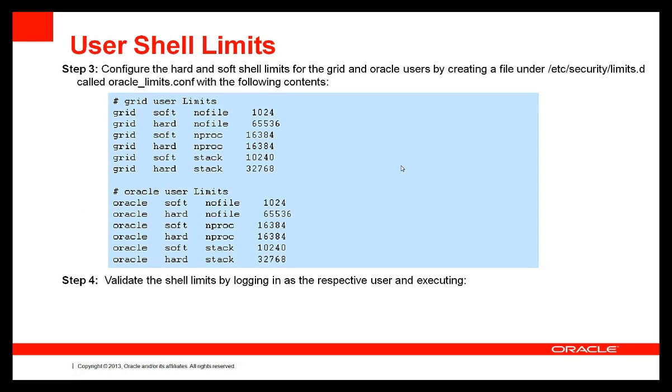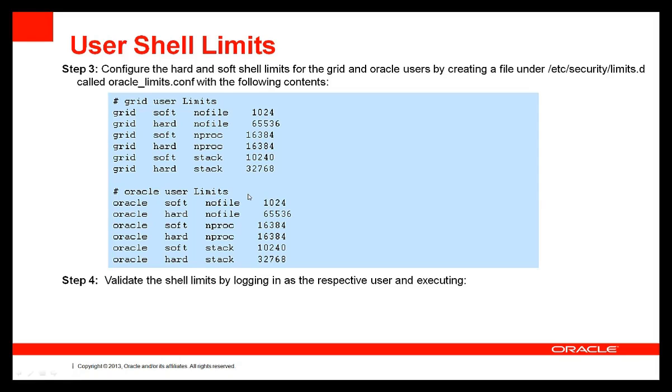And then we can finally configure our limits. The way that we're going to do this is to place a file under /etc/security/limits.d called oracle_limits.conf. We will place the hard and soft limits for the grid infrastructure user and the Oracle user within this file, and it will be picked up. Our required limits are nofile soft 1024, nofile hard 65536, nproc soft and hard 16384, stack soft 10240, and stack hard 32768.